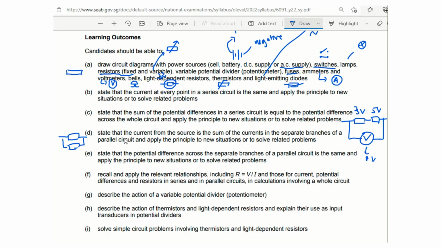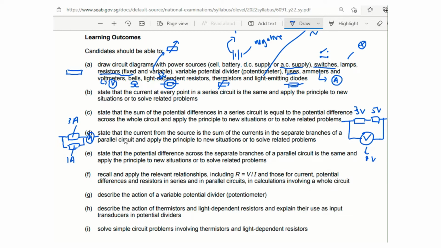So for example, if these two resistors are connected parallel to each other, and I want to find the total current through the circuit, for example, the current through this resistor is 3 ampere, the current through this resistor is 1 ampere. The total current through both resistors, or the total current measured by this ammeter here, will be 4 amperes.